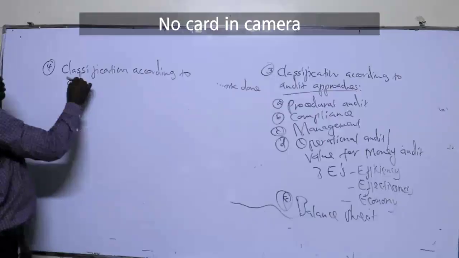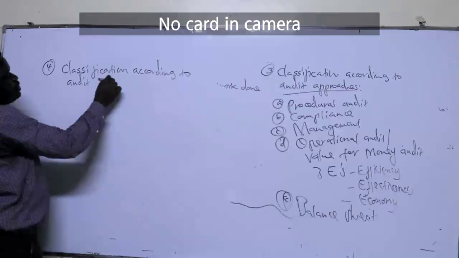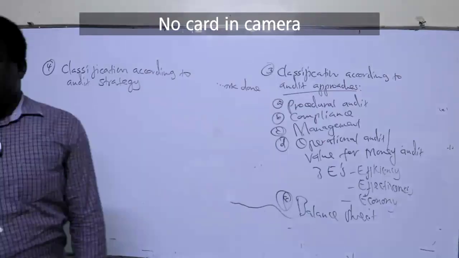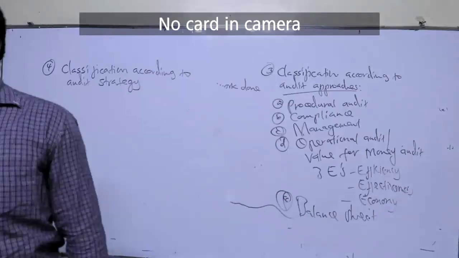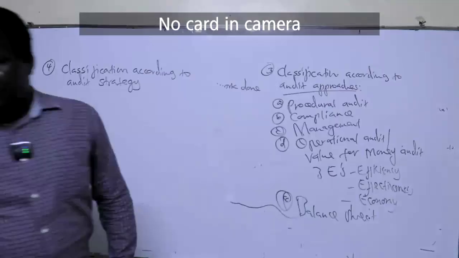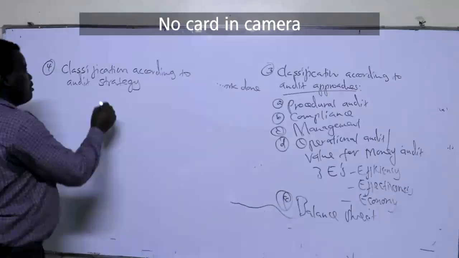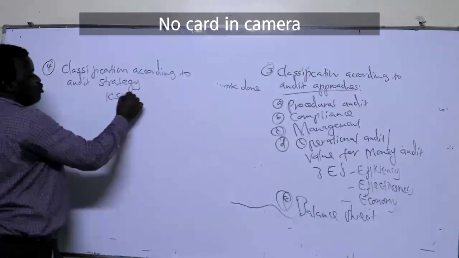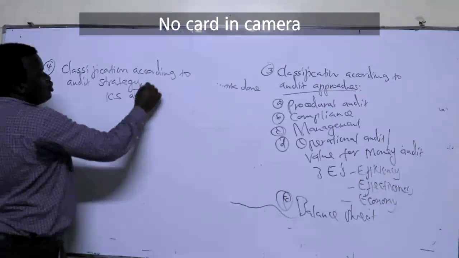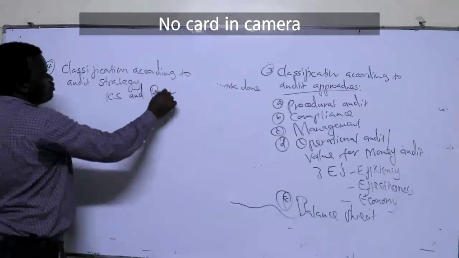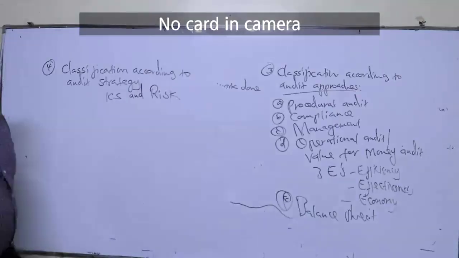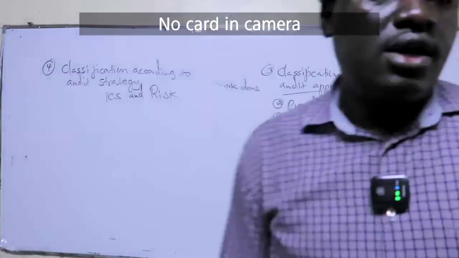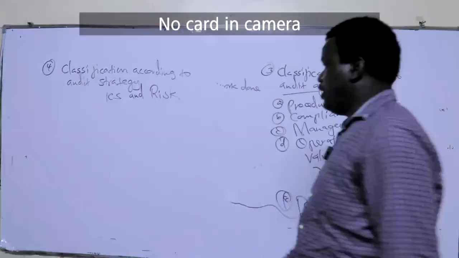So what influences the strategy used by the auditor are only two factors: either the nature of the internal control system, ICS, or what you call risk. These are the two factors that will influence which strategy is to be used by the auditor in auditing work.